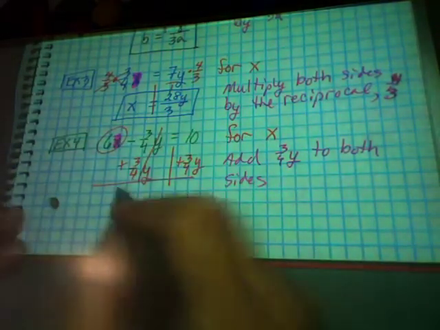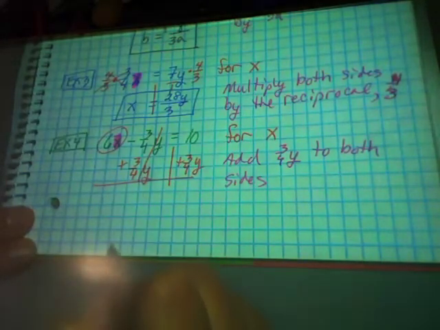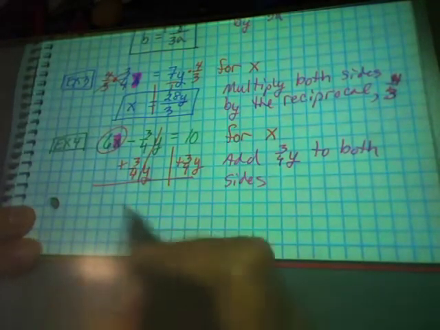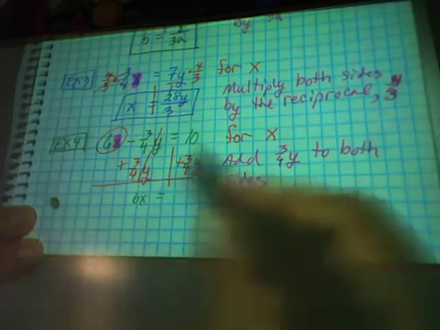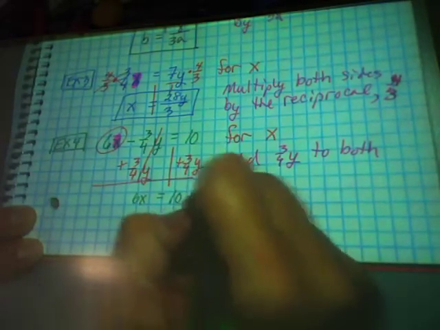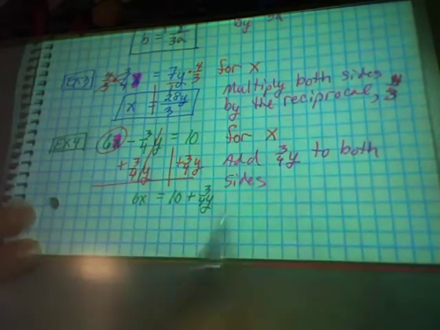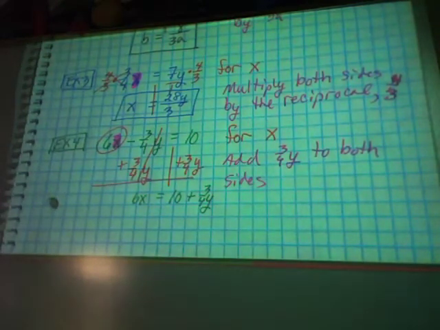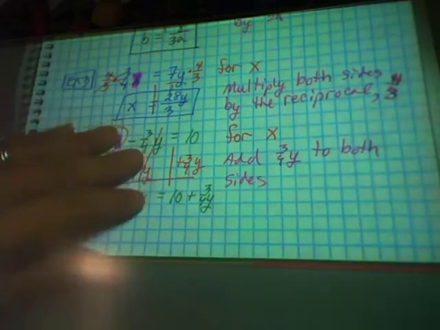So what do I have left on the left side? 6x. Are these like terms? Nope. So I've got 10 plus 3/4 y. I'm not going to put a box around it because I actually haven't solved for x. Any questions on that before we do the whole thing? All right, so that was baby steps. So can I flip this?